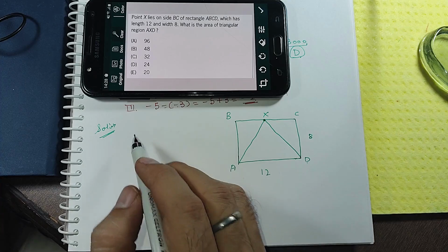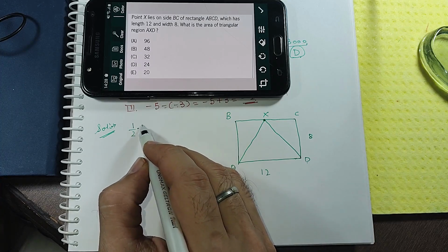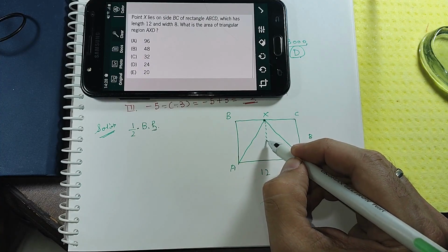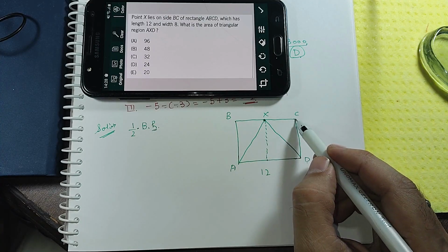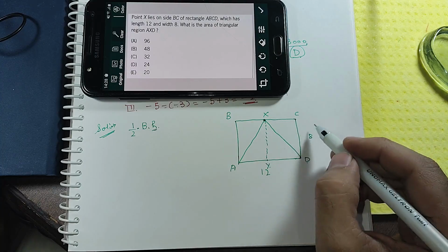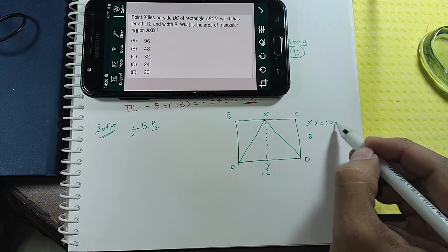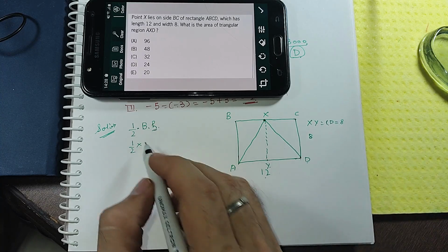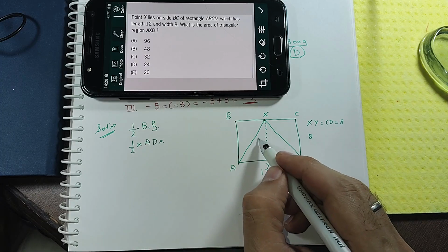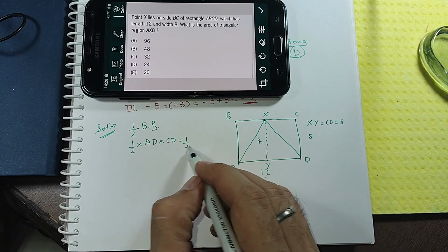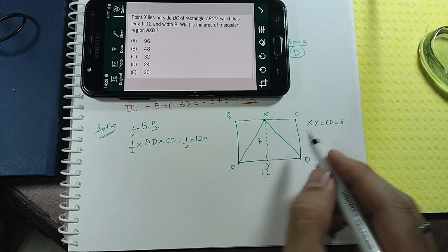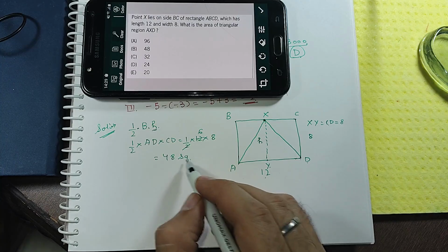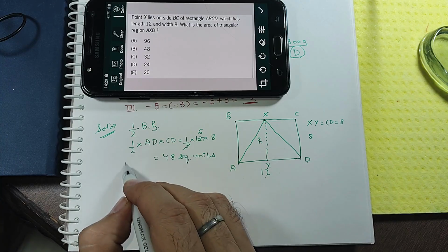Now we know that for a triangle, the area is 1/2 base into height. That height is the shortest distance possible, so in this case it is this one. XY will be equal to CD, equal to 8, and AD is the length of the triangle. So this will be 1/2 into base AD into height, and this height will be equal to CD. So this will be 1/2, AD is 12, multiplied by 8. So this will be 6 eights, 48 square units. So the right option is option B, 48.